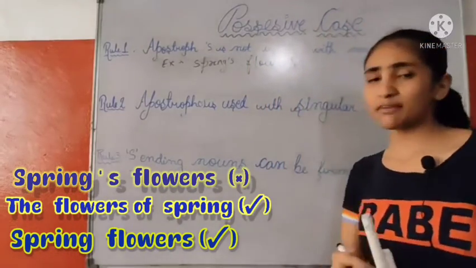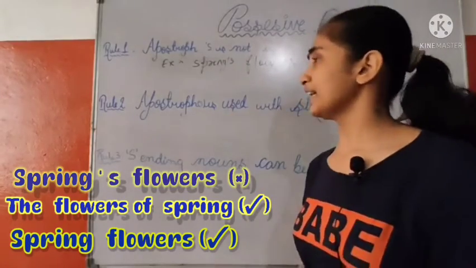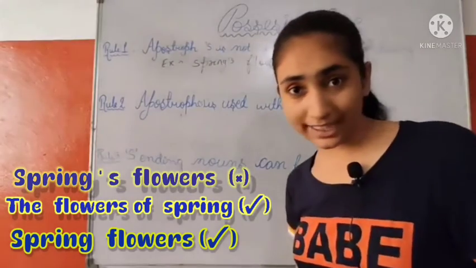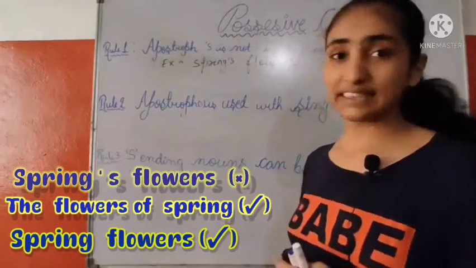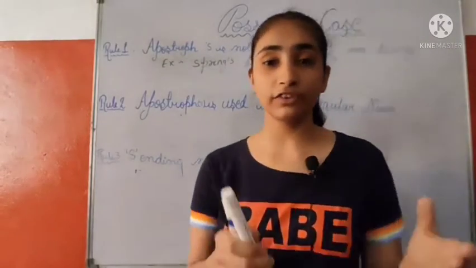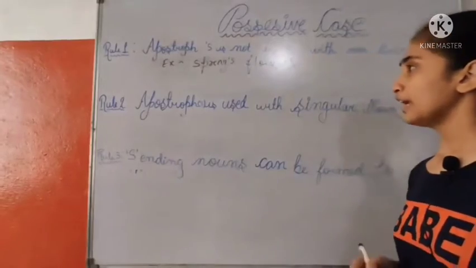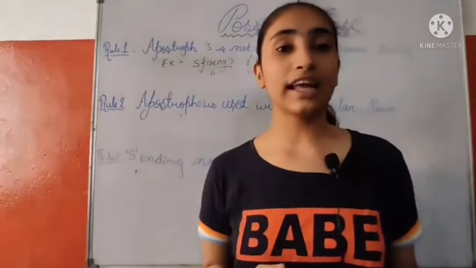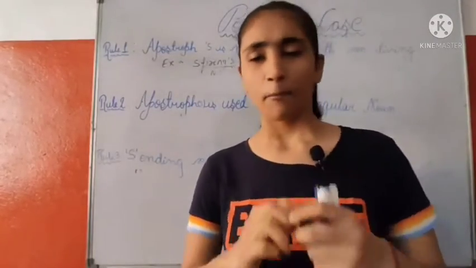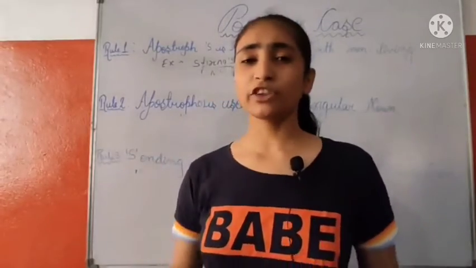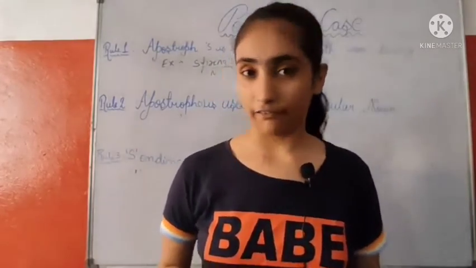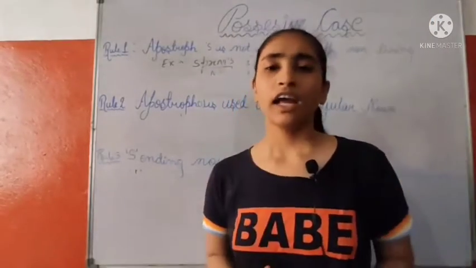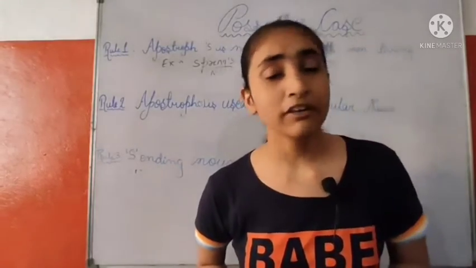So here, just tell me one thing, is a spring a living thing? No. This is not a living thing and spring is the name of a season. So, here spring is a non-living thing and after a non-living thing you cannot use apostrophe s. But instead of using apostrophe s, we can use of. For example, the flowers of spring, or generally you can also write spring flowers.